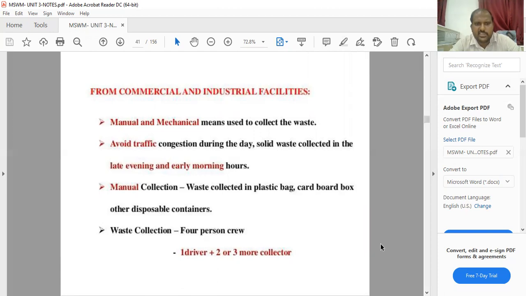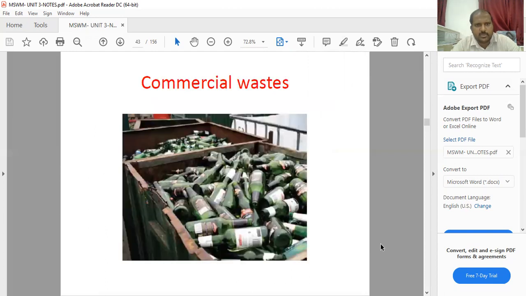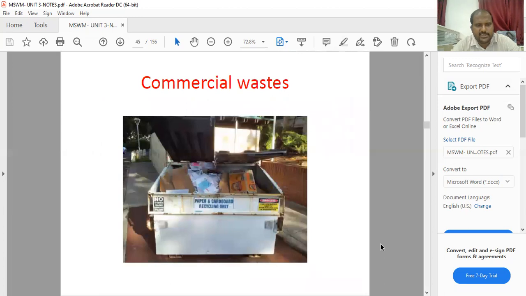Manual collection: waste is collected in plastic bags, cardboard boxes, and other disposable containers. Waste collection is done by a crew of four persons, one driver and two or three collectors, with space for storage containers available. Containers may be coupled with a large stationary compactor, depending on the size and types of containers used in the mechanized collection system. To minimize difficulties due to traffic congestion, mechanical collection is done during the evening hours. Next is commercial waste. These are some examples of commercial waste.